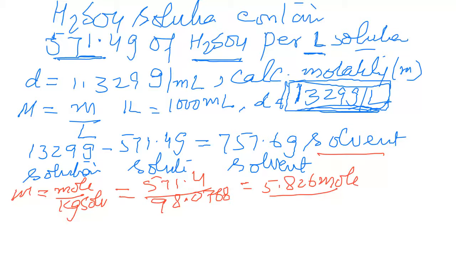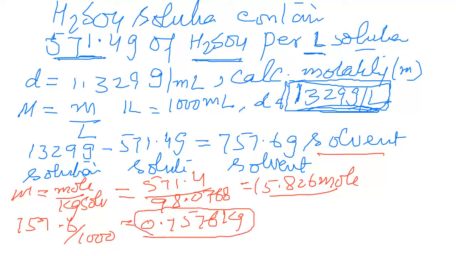So gram changed to kilogram. 757.6 gram divided by 1000 changed to kilogram. So kilogram, what you do? Divided by 1000 to make it. So 1, 2, 3, right? So you will get 0.7576 kilogram, right? This is kilogram you have. This is the mole you have.